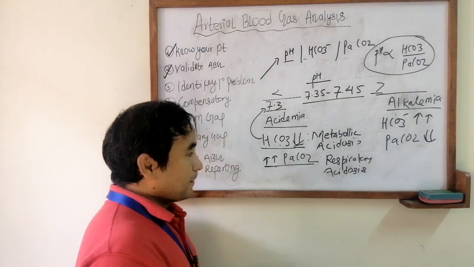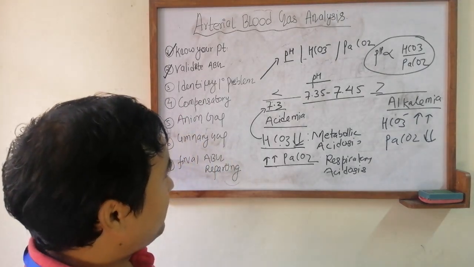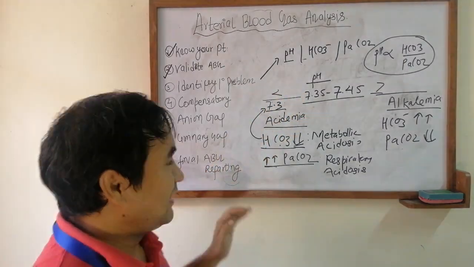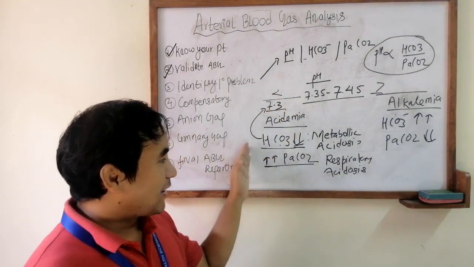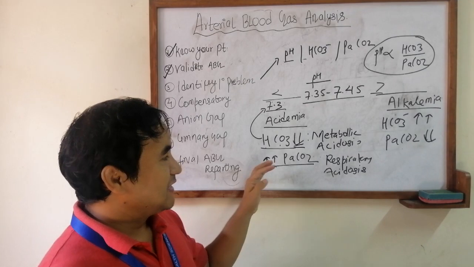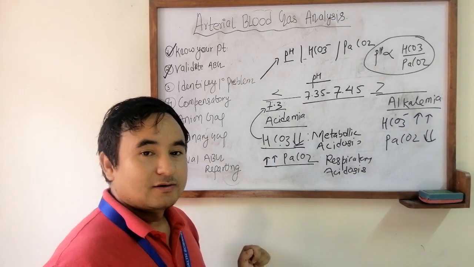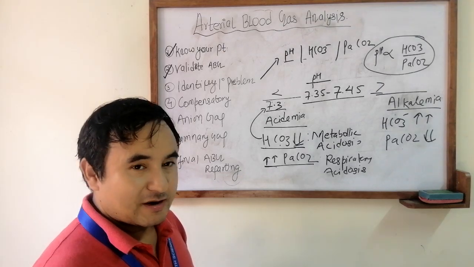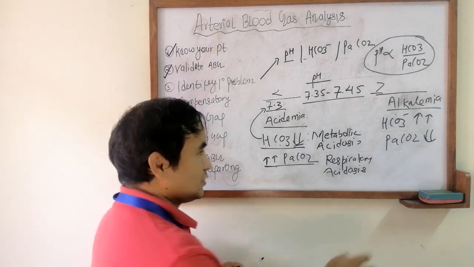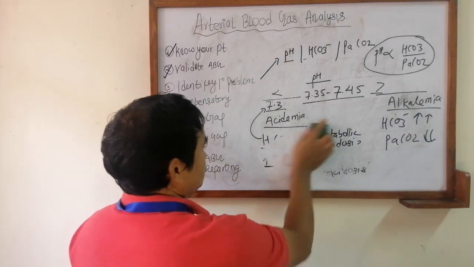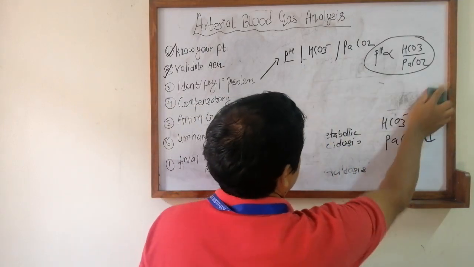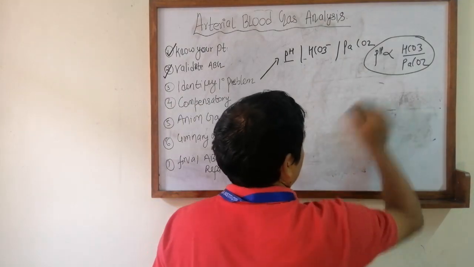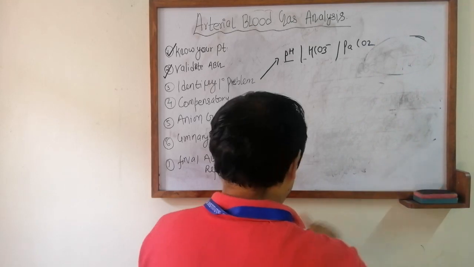So by looking first at the pH and then the level of the bicarbonate and PCO2, we can say whether there is metabolic acidosis or respiratory acidosis, whether there is metabolic alkalosis or respiratory alkalosis. Now let us look at an example.